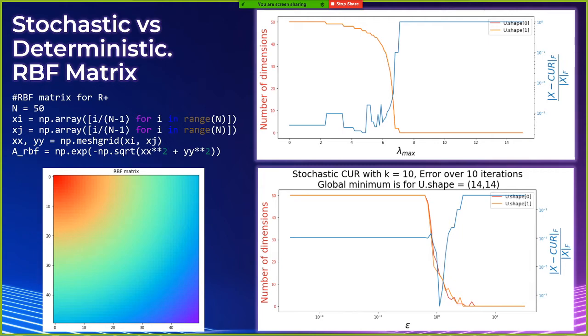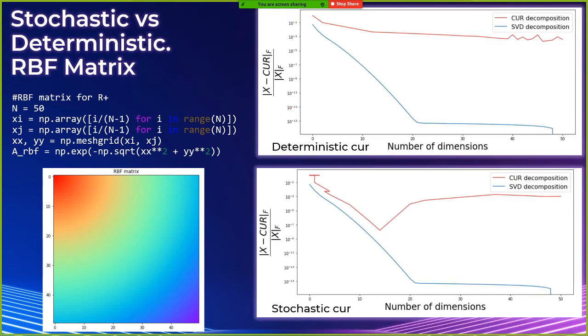Here we present analysis for three different matrices. The first one is the matrix of a radial basis function. Red and orange lines represent dimensions of the U matrix, and the blue line represents the relative Frobenius norm. As you can see, the stochastic algorithm can provide a better approximation, but only when the rank is really low. This is the same data, but the error is plotted as a function of our approximation rank. We also provide SVD approximation for comparison.